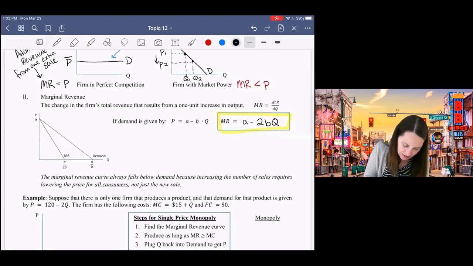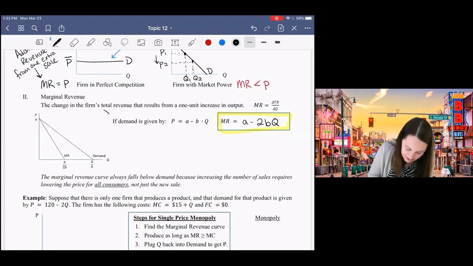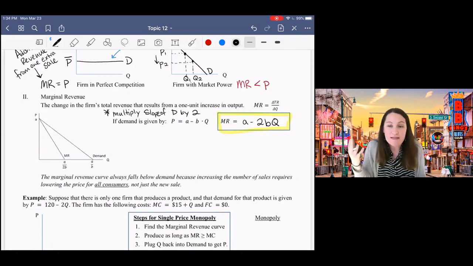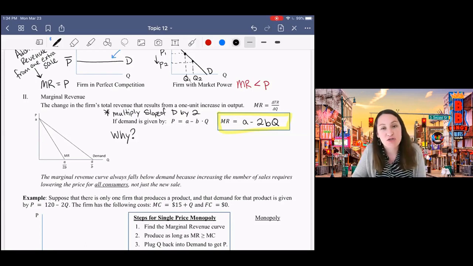And actually, I think it's easier rather than remembering all the A's and B's. The best thing to do is just to remember that to get marginal revenue, you're just going to multiply the slope of demand by 2. So you take your demand equation, you multiply the number next to the Q by 2. Then you've got your marginal revenue equation. Why is that? That seems really arbitrary. Why is that our marginal revenue equation?